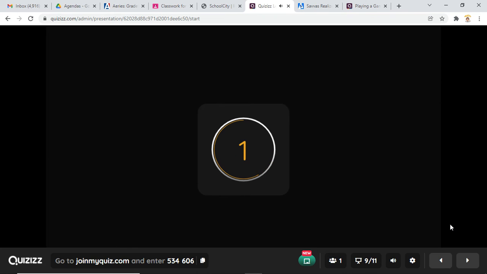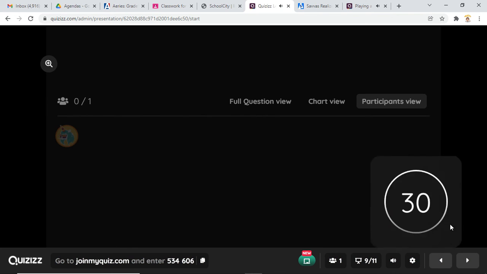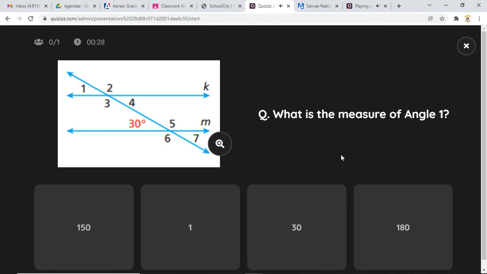All right, here's another question for y'all. What is the measure of angle 1? Here's angle 1 right here. You have to find the measure. Feel free to pause the video if you need to do this. But is the angle 150 degrees, 1 degree, 30 degrees, or 180 degrees?